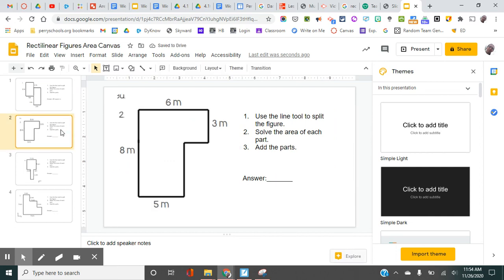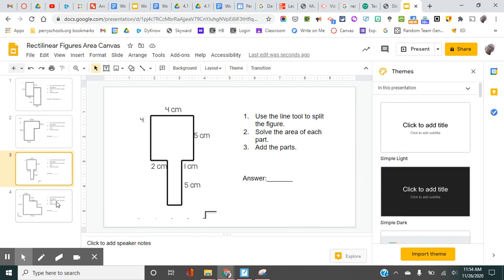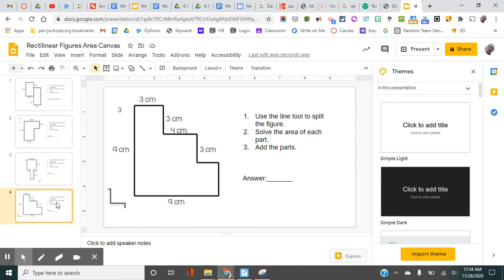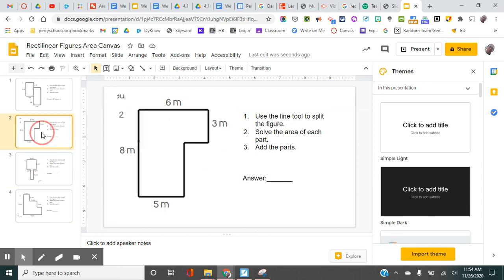All right, so you have some to practice on. You have this one, and this crazy one, which I think you can figure out. Okay, but that is your goal here today, to try to solve the area of rectilinear figures. It's a skill that we're gonna work on in our groups as well, for sure.